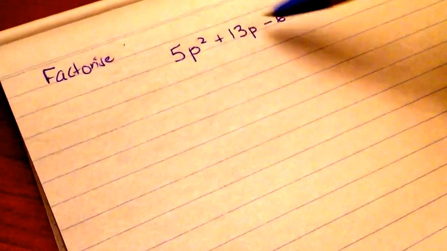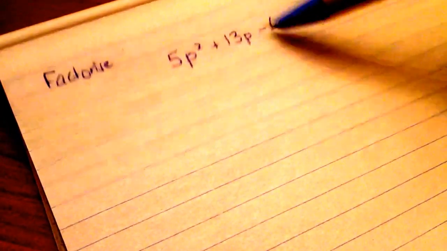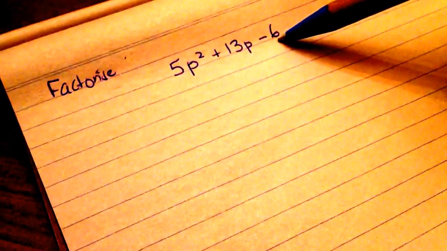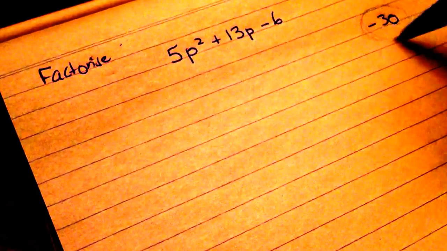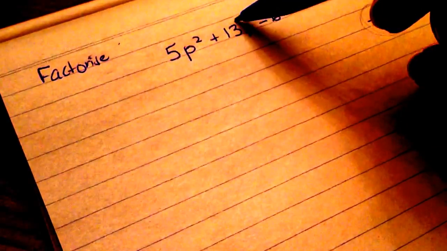Right, so 5 times minus 6 is our first step. What is 5 times minus 6? We know that that is minus 30. So what we have to do is we have to find two factors, or two numbers which multiply to give you minus 30, but will add to give you 13.